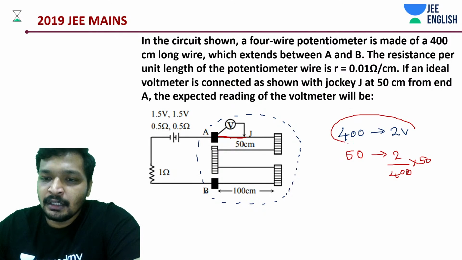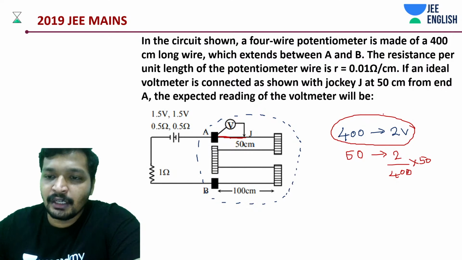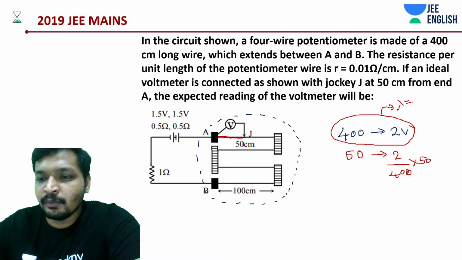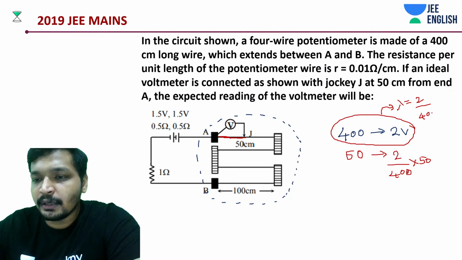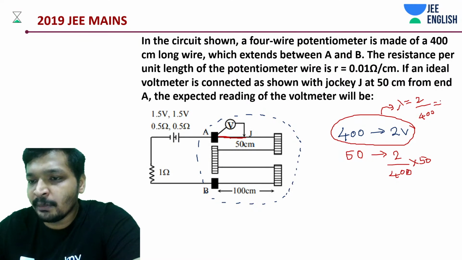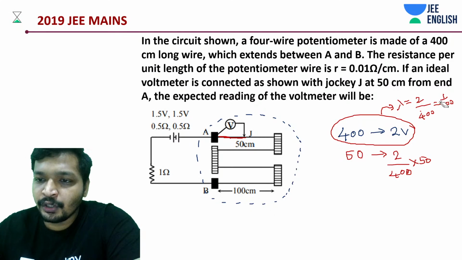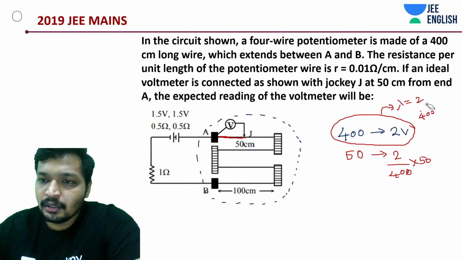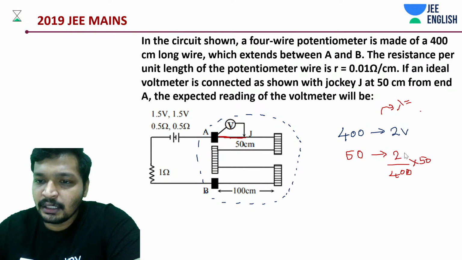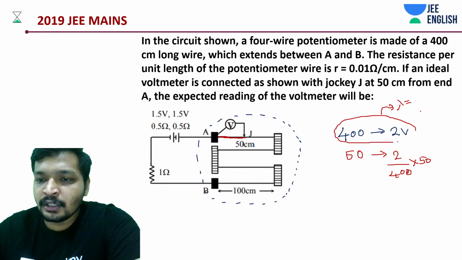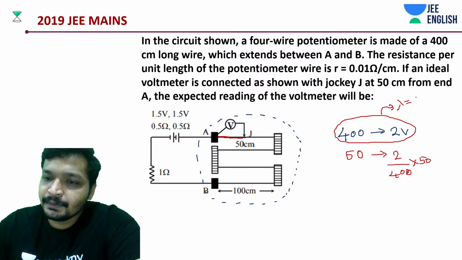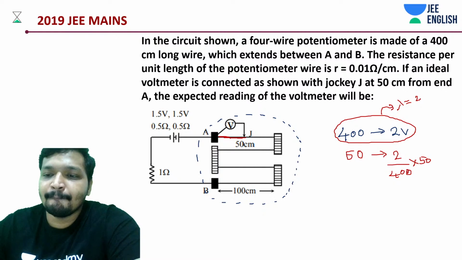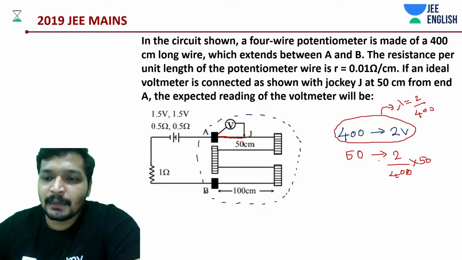This is not the way to do it in your exam anyway. Lambda is how much? 2 by 400. Something like 1 by 200 volt per centimeter. Okay, that is what you need to be thinking about. This is your potential gradient. That is what your potentiometer is doing. Potentiometer is supposed to maintain constant potential gradient. That's it.